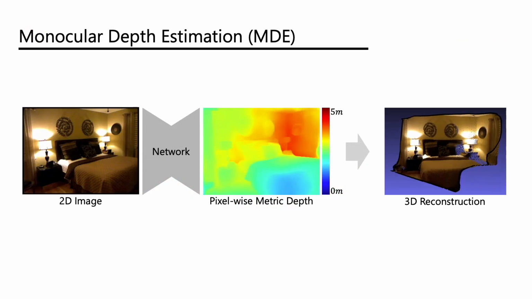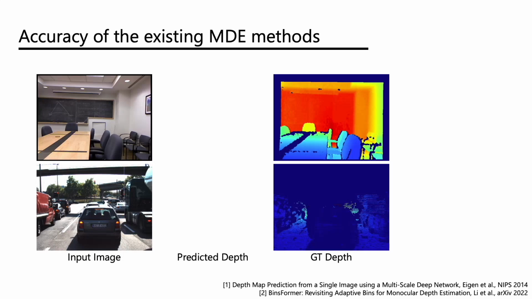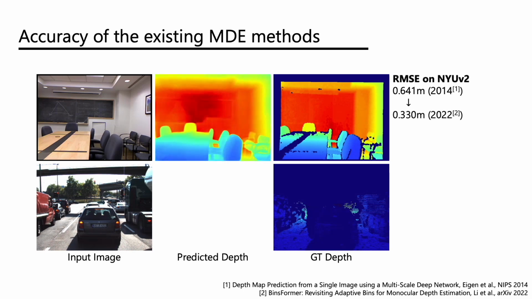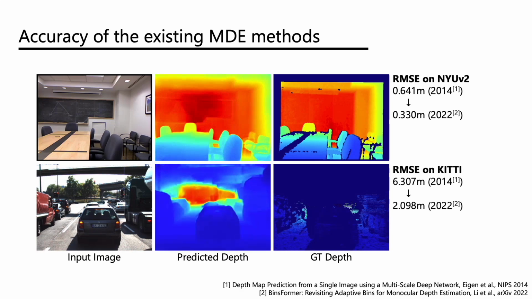Let's talk about monocular depth estimation. Given a 2D image as an input, our goal is to estimate the metric depths of each pixel. Following the success of deep learning, the accuracy of learning-based depth estimation methods has improved significantly. The RMSE is only about 30 centimeters for indoor scenes and about 2 meters for driving scenes.